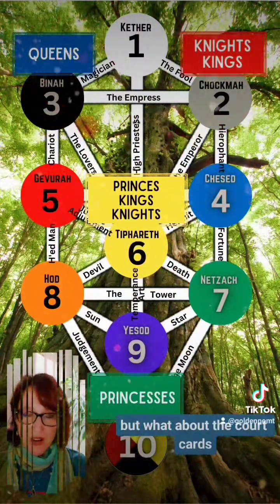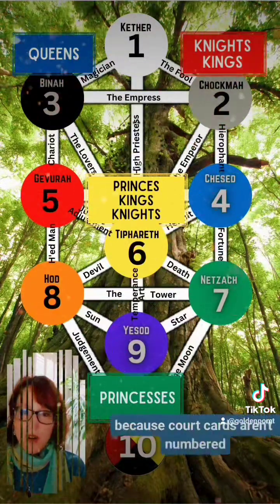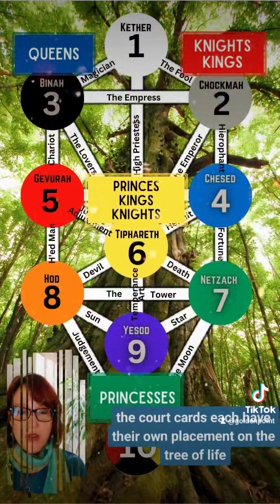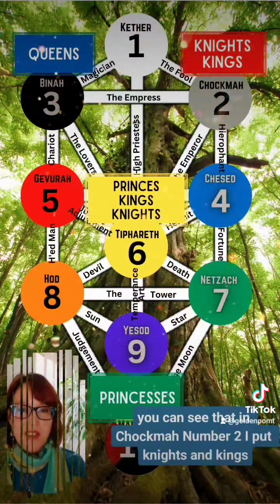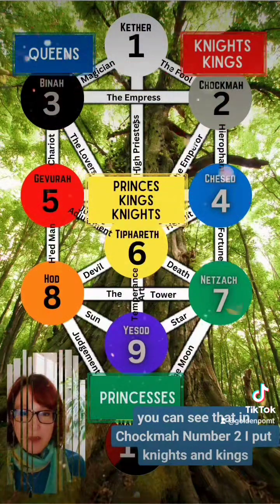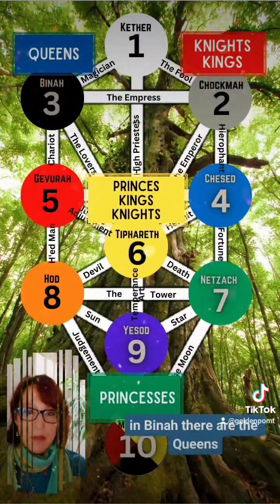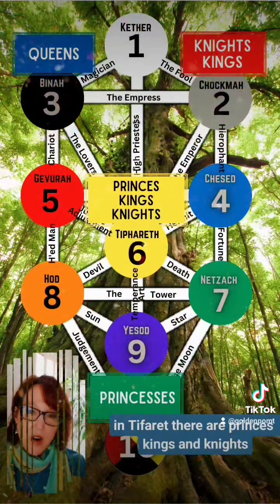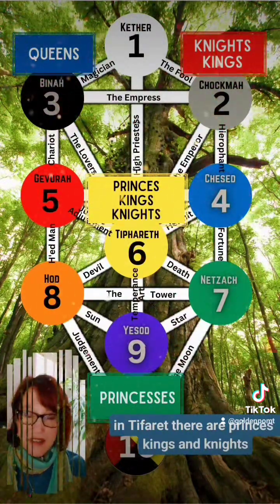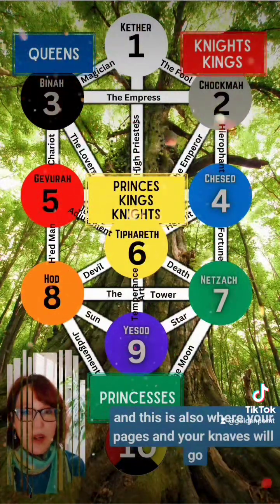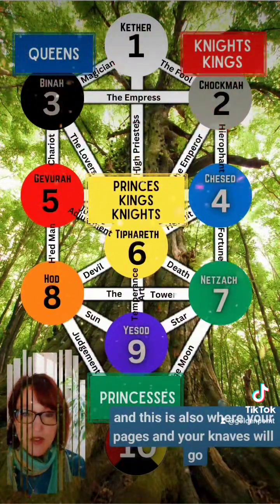But what about the court cards? Where do they go? Court cards aren't numbered. Well, the court cards each have their own placement on the Tree of Life. You can see that in Chokmah, number 2, I've put knights and kings. In Bina, there are the queens. In Tiferet, there are princes, kings, and knights. And in Malkuth, there are princesses, and this is also where your pages and your knaves will go.